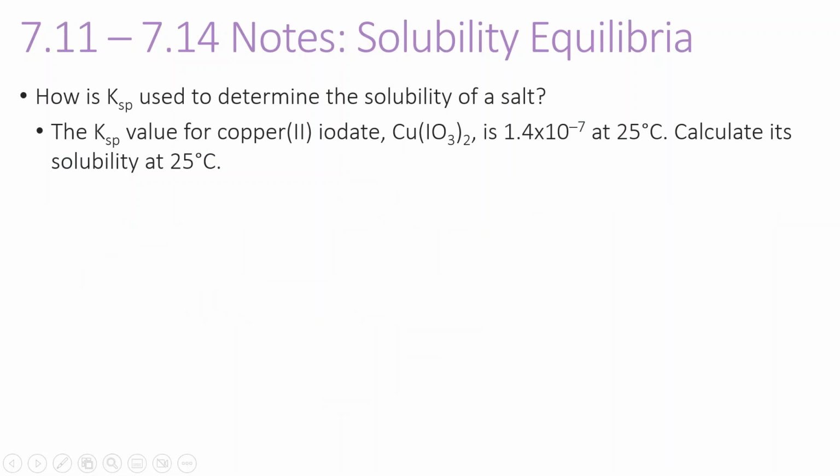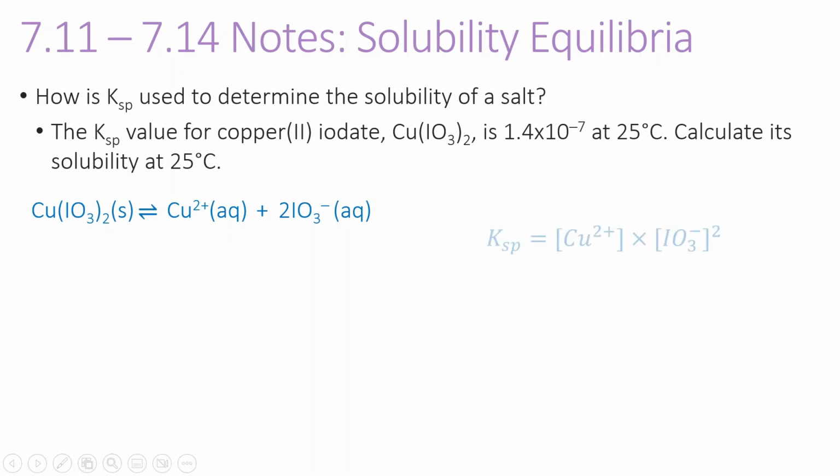So how is KSP used to determine the solubility of a salt? We just discussed that solubility is how much dissolves, how much of it is present when we reach equilibrium. In this case, we're looking at copper(II) iodate. If you take copper(II) iodate and add it to some water, it's going to break apart and give you copper ions, and 2 of these iodate ions. We know the value of KSP. We want to calculate its solubility, in other words, how much of it will really dissolve here.